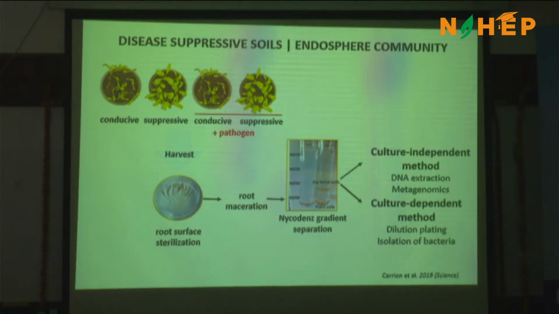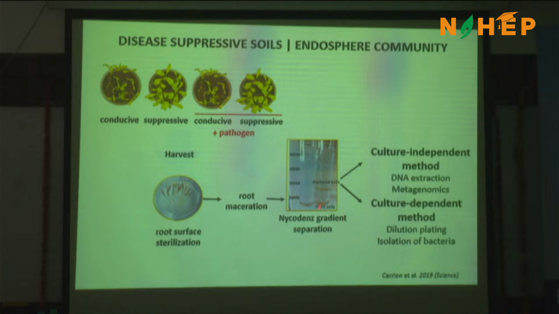So what we did here, we did a Nycodenz gradient separation. So maybe it's a good method for you, for the ones working with endophytes. This will improve your sequencing output. So what it does is, you create different gradients going from 50, 35, 20, and 10. And then you do a differential gradient centrifugation at high speed.